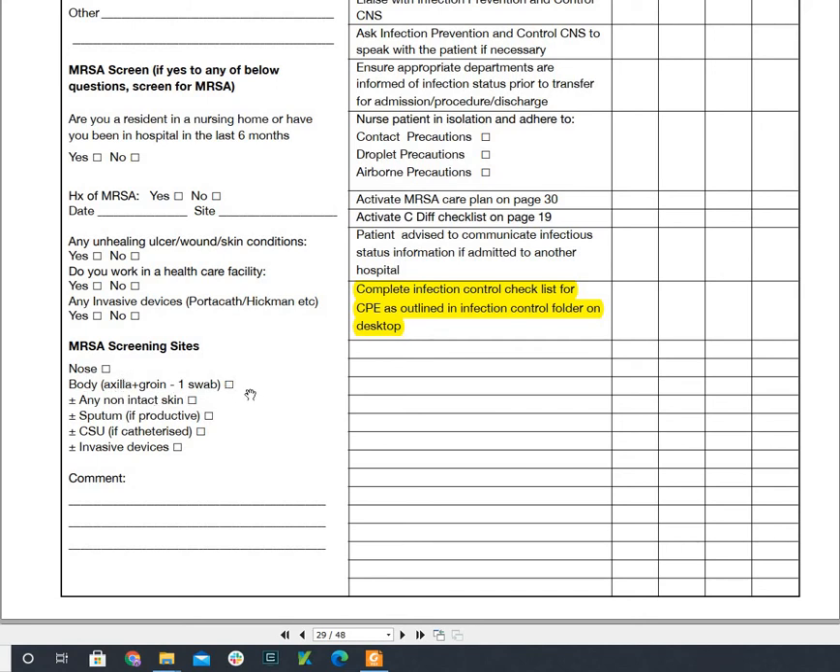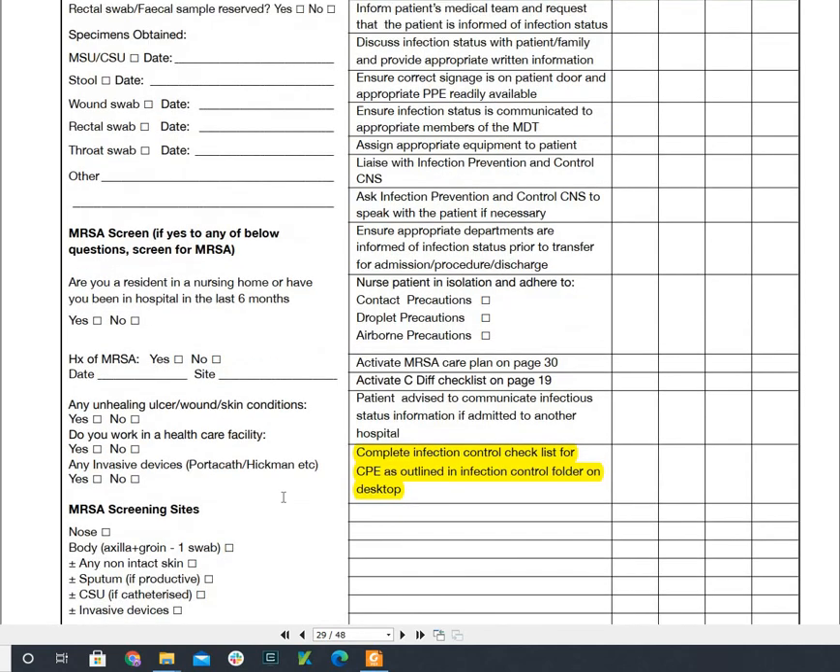So when you're doing the screen, we do a nose swab, body swab, and that's axilla and groin. That's one swab you use for both those sites. And then depending on your patient, you may need to do these additional swabs if the patient has any non-intact skin, if they have any productive sputum, CSU if they're catheterized, or any invasive devices. And then you can document your comment here.